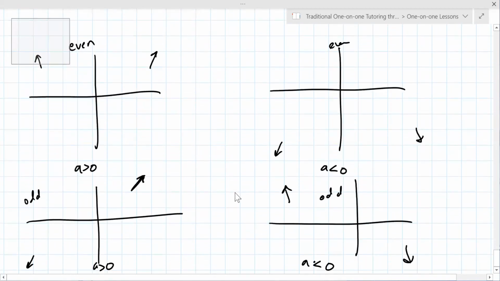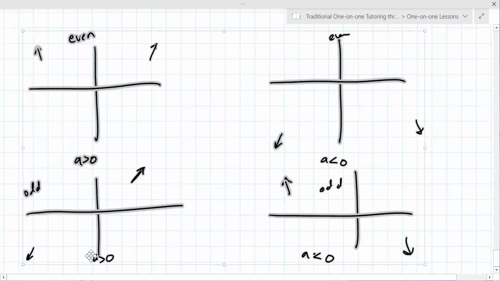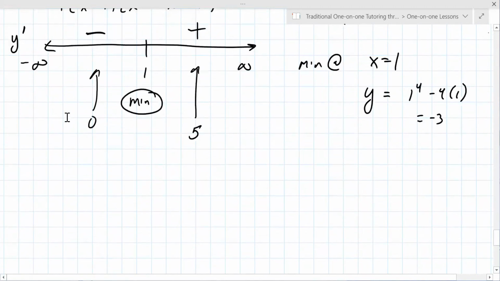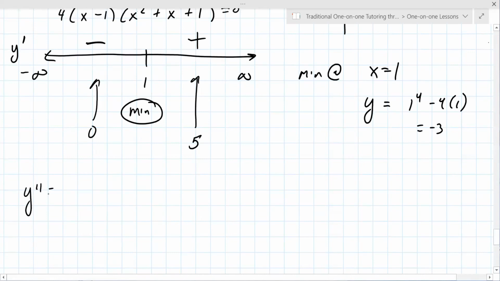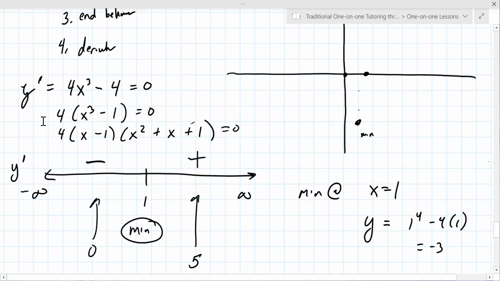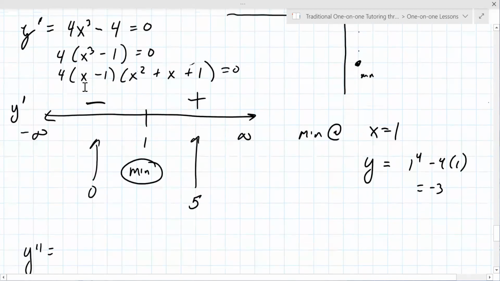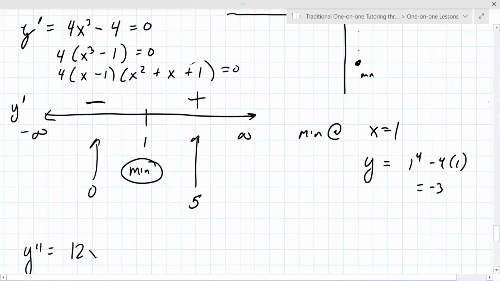So we got to scoot all this down again. We have to find y double prime. Now you don't want to go to this line here because it's product rule. We don't want to do that. We want to go back to this line, 4x cubed minus 4. So the second derivative is 12x squared equals 0. This equals 0 at 0.